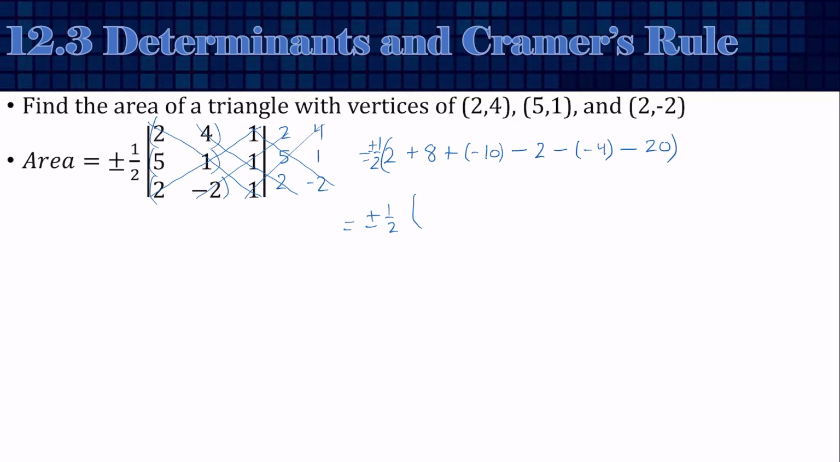So we add together all the things and we get 2 and 8 is 10, and a -10 is 0, -2, and then plus 4 is 2, minus 20 is -18. Half of 18 is 9, and we want it to be positive. So the area of the triangle with those vertices is 9.